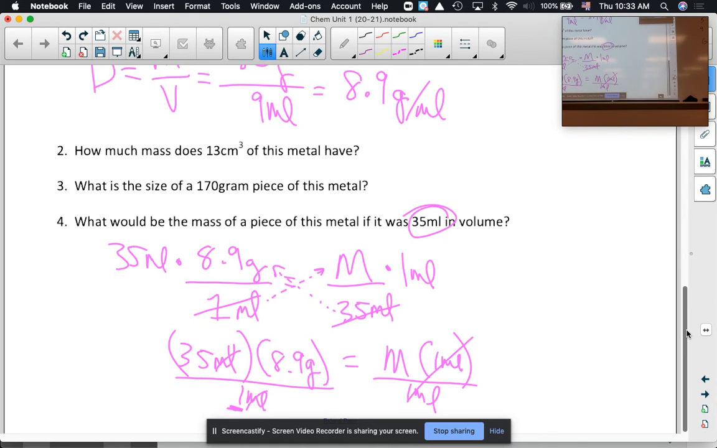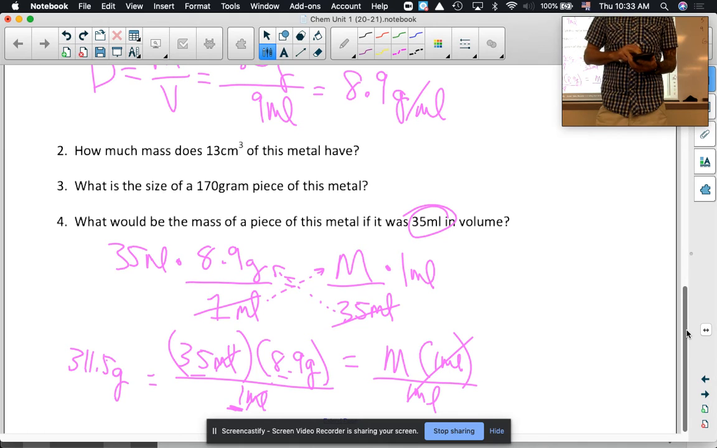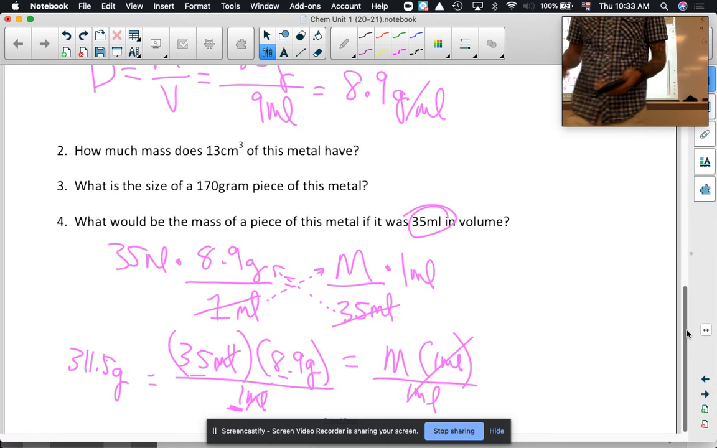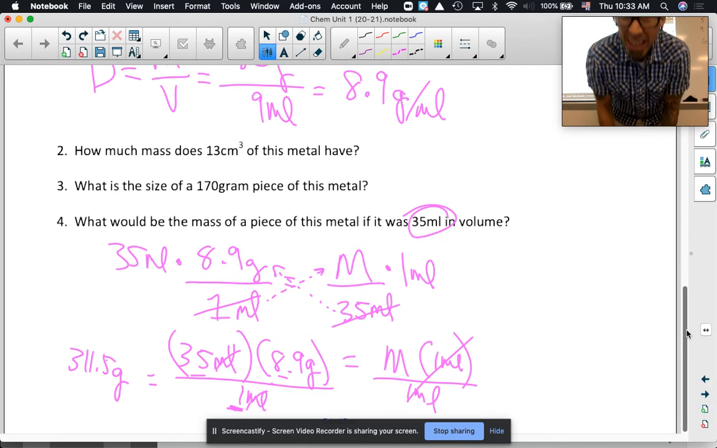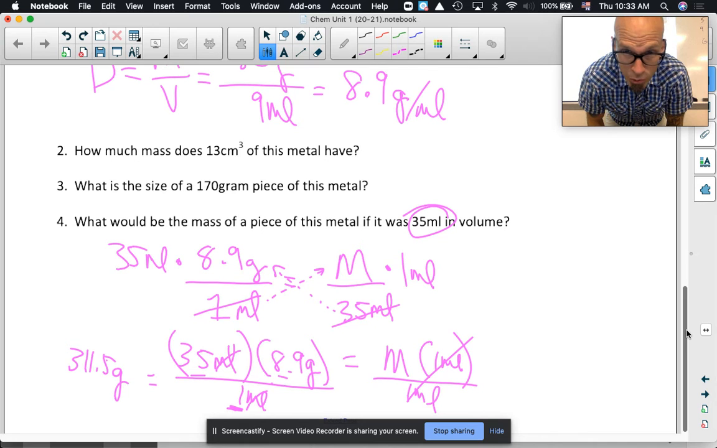And that just means that it's the same as whatever 8.9 times 35 is, which is, oh gosh, like 311.5 maybe grams. I didn't even check. Now I got to look at it: 8.9 times 35. 311.5. Yeah. Now, that's one way to think of it. Okay? That's one way to think of it.